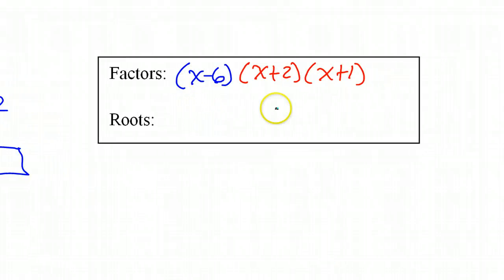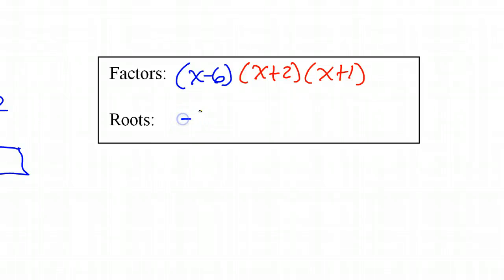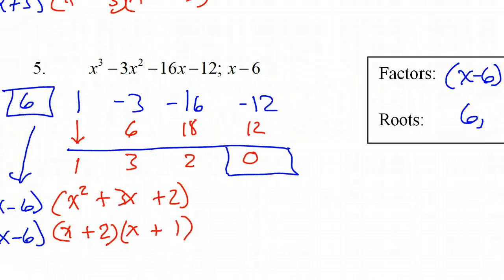And then the roots that come from these are, whoops, that's a negative 6, so the root will be positive 6, and then negative 2, and then negative 1. So that is it for number 5.